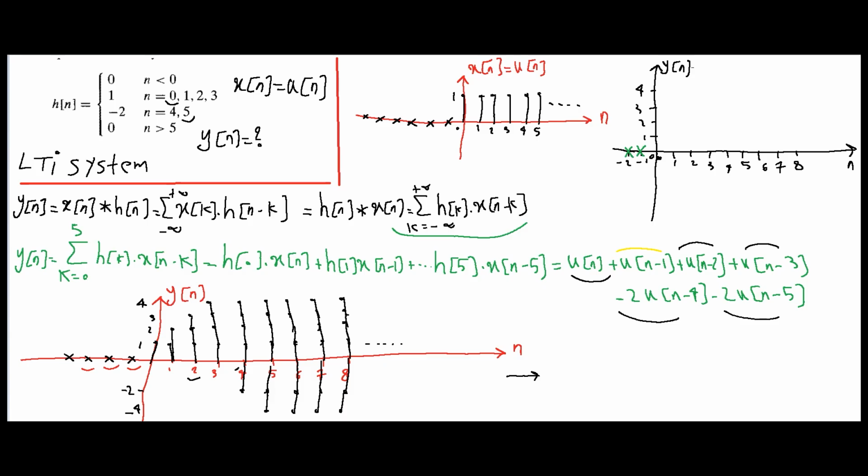Now, if we want to write the simplified and final result, it will be like this. At n equal to 0, we only have 1. At n equal to 1, we have the value 2. At n equal to 2, we have the value 3. At n equal to 3, we have the value 4.